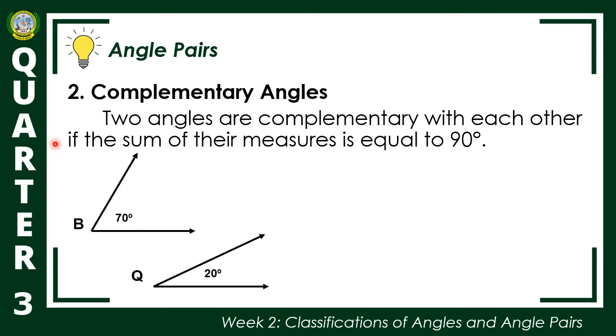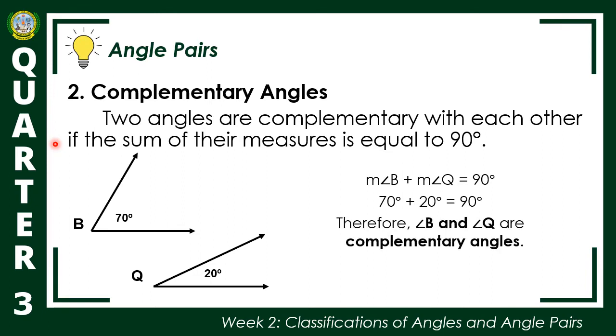For example, we have here angle B and angle Q. Angle B measures 70 degrees, while angle Q measures 20 degrees. So, when we combine 70 and 20, we will get 90. That means angle B and angle Q are complementary angles. Again, pag pinag-plus po ay 90, complementary angles yung dalawa.